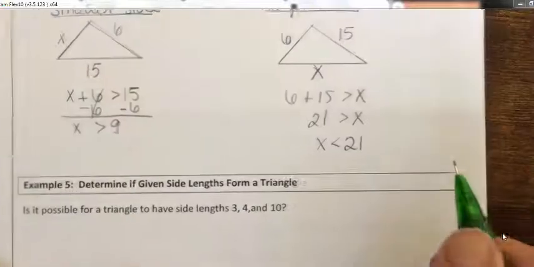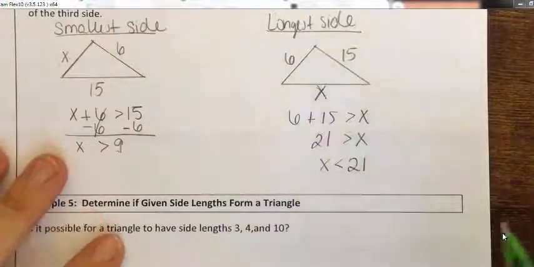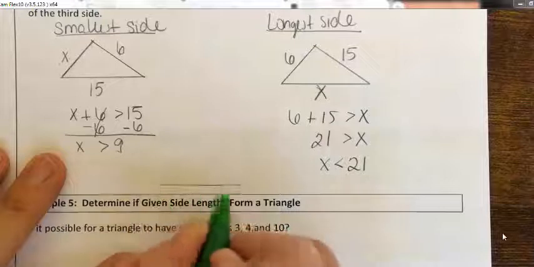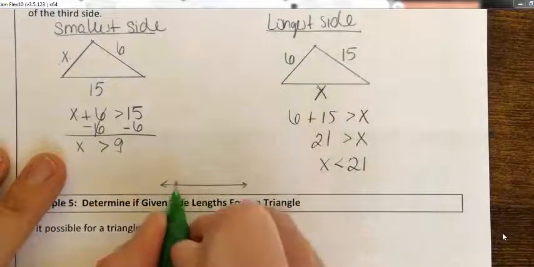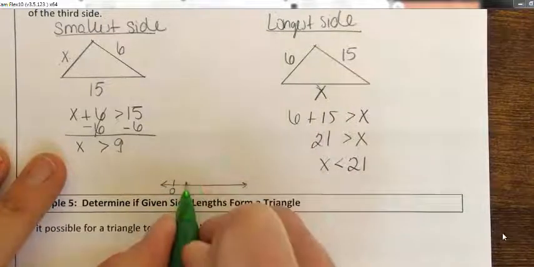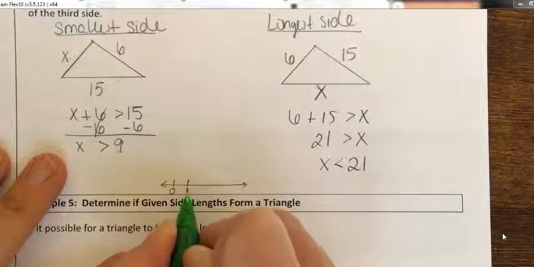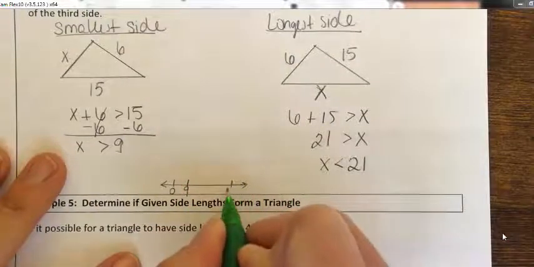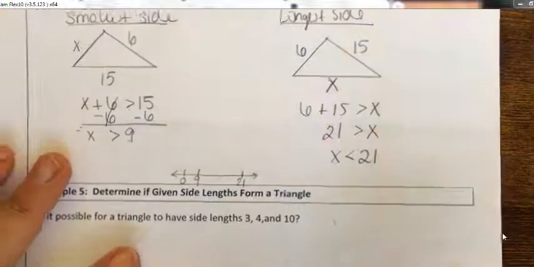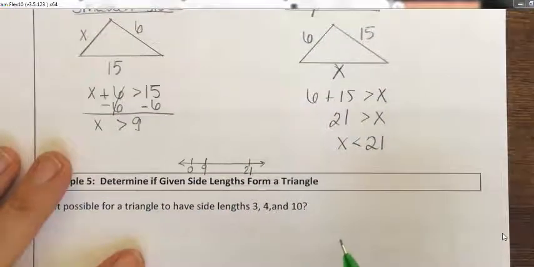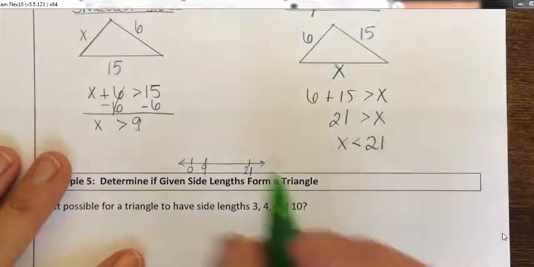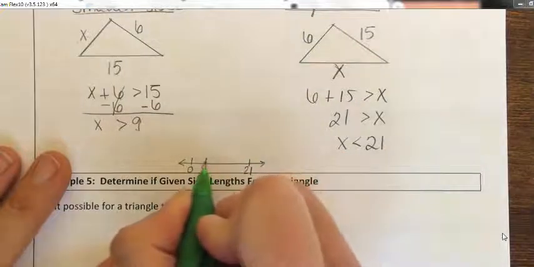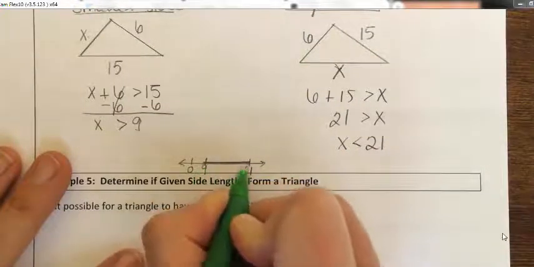I'm going to use a little number line here to show you what I'm talking about. The smallest that my third side of this triangle could be is 9, and the largest it could be is up to 21. So this tells me I'm somewhere in between these two, somewhere between 9 and 21.